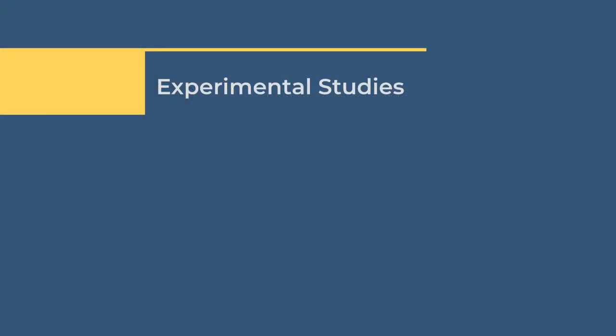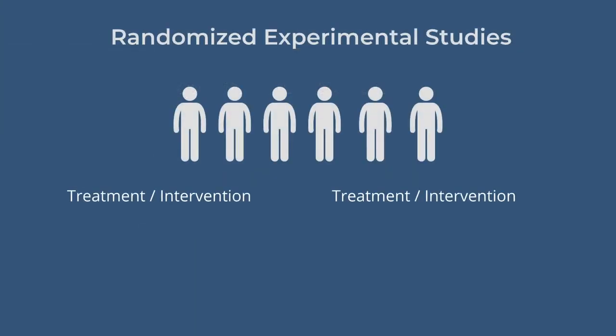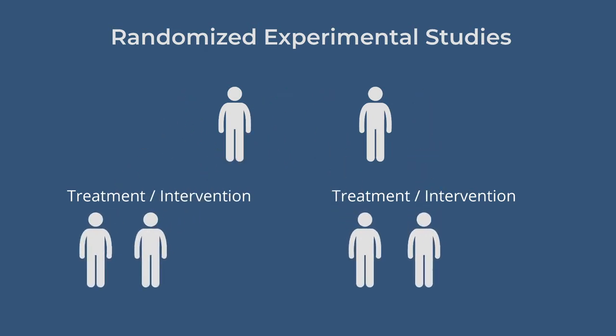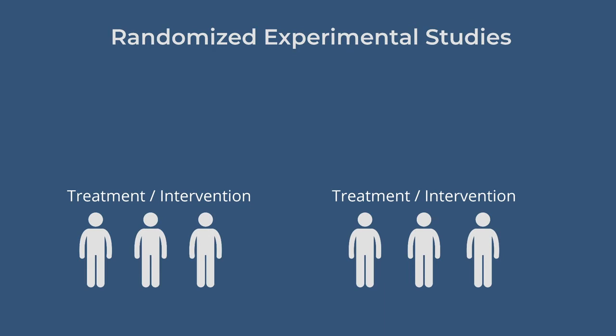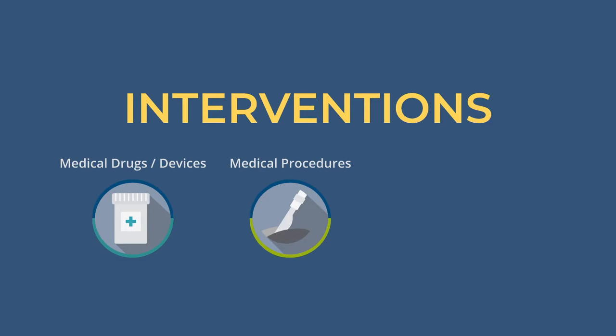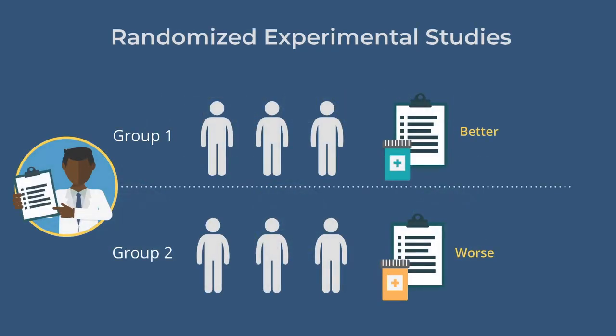Experimental studies. One of the most common experimental study designs is when the researcher randomly assigns study participants to specific treatments or interventions. The interventions may involve medical drugs or devices, medical procedures, or behavioral strategies designed to change a participant's health behaviors. After assigning participants to experimental groups, the researcher then takes measurements on the participants to see whether the people who receive one intervention do better or worse than people who receive the other intervention.